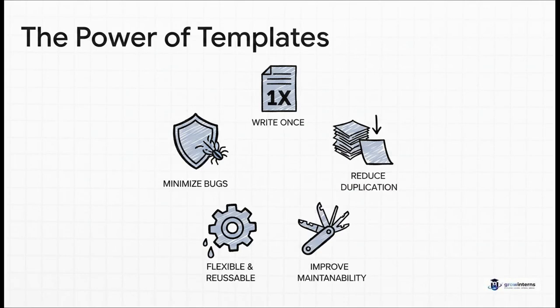So let's step back for a second. Why does all of this actually matter? Well, with templates, you write your code once. That means you slash code duplication. And less code means fewer places for bugs to hide. It makes your functions unbelievably flexible and reusable. And at the end of the day, it just makes your entire project so much easier to maintain.